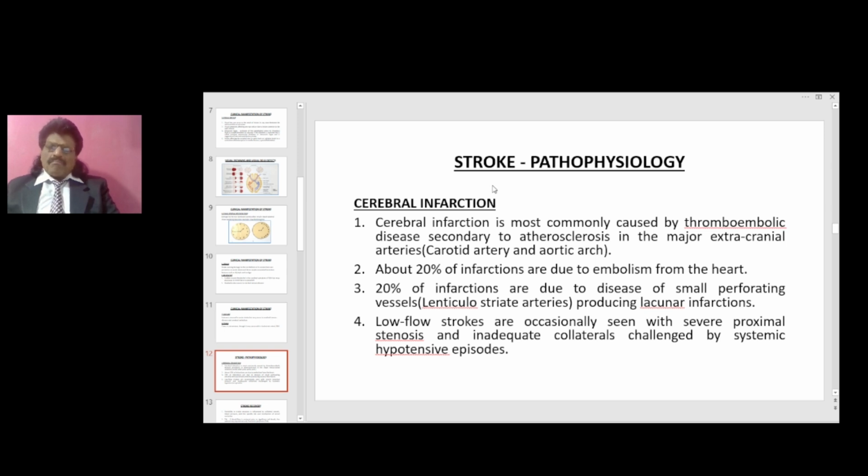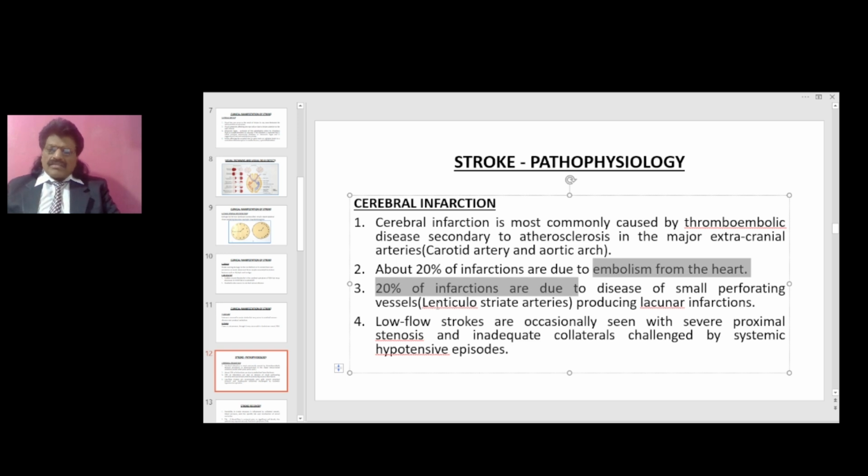Now we shall come to the pathophysiology. Cerebral infarction. Cerebral infarction is most commonly caused by thromboembolic disease secondary to atherosclerosis in the major extracranial arteries, that is carotid artery and aortic arch. About 20% of infarctions are due to embolism from the heart. Another 20% of infarctions are due to diseases of small perforating vessels known as lenticulostriate arteries producing lacunar infarction, small sized infarctions.